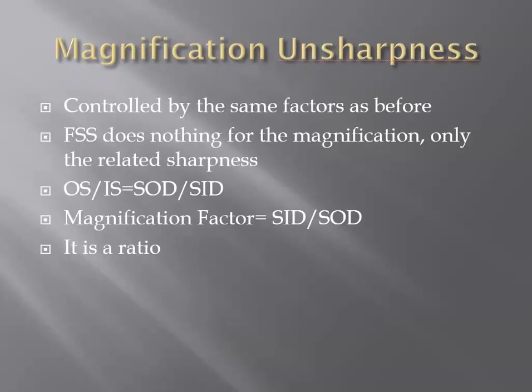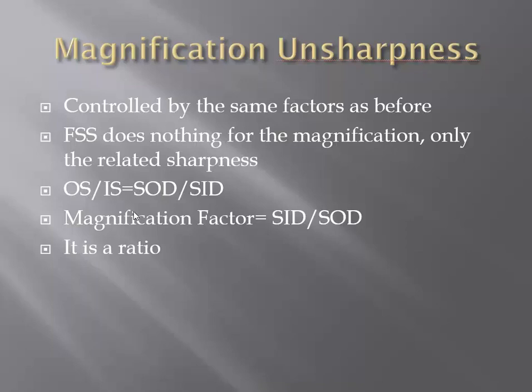So magnification unsharpness is controlled by the same things that we talked about before, with the exception of focal spot. It does nothing for magnification, but it does help with the unsharpness. It doesn't matter how small of a focal spot you're going to use. The overall projected size of the image is not going to change with focal spot size. So in this case, what we're going to be comparing is object size over image size to SOD over SID. So where this differs is big is to big as little is to little.